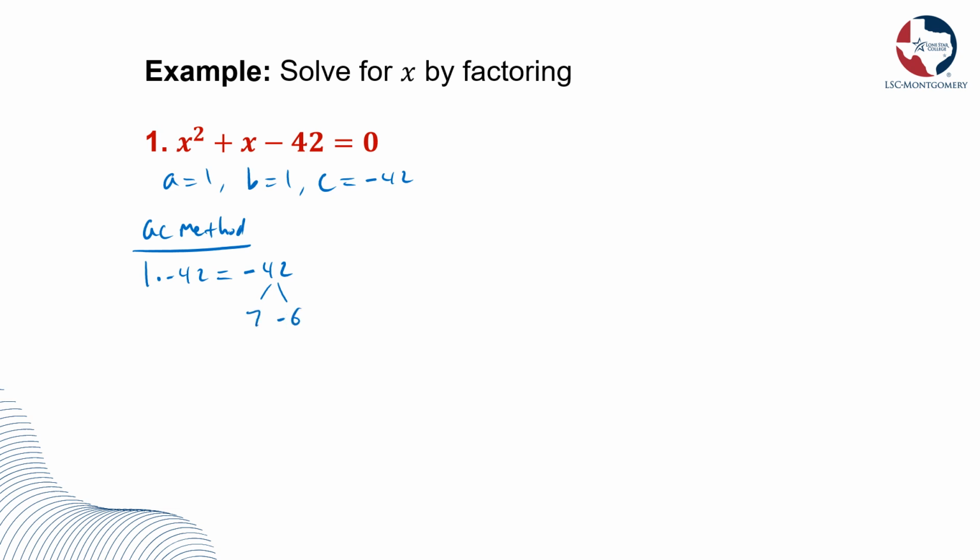Then what we do is we replace the middle term, the b term, by 7 and negative 6. So we have x squared plus 7x minus 6x minus 42. Then what we do now is we group up the first two terms and the second two terms, and we factor each set of parentheses.